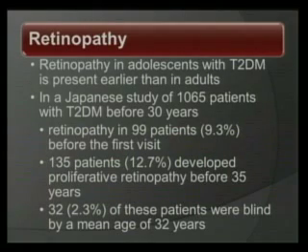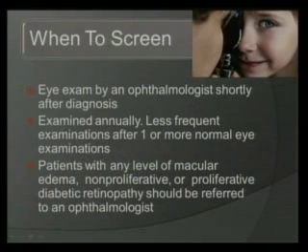12.7% had proliferative retinopathy before 35 years of age, and 2.3% of these children were blind by a mean age of 32. So all patients with type 2 diabetes should have a dilated comprehensive eye examination shortly after diagnosis. And the examination should be done annually, depending on the result, maybe less frequently if it's normal, and for sure more frequently if there are any abnormal results. And any evidence of macular edema, non-proliferative or proliferative diabetic retinopathy should be referred to the ophthalmologist.